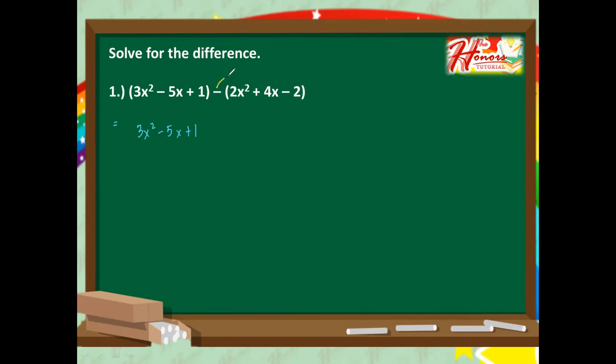We have here negative times positive. Then it will become negative. So we have here negative 2x squared. We have to write negative 2x squared below 3x squared because they are similar terms. Why? Because their variables, which is x, are the same, and also their exponents, which is 2, are the same. Next.